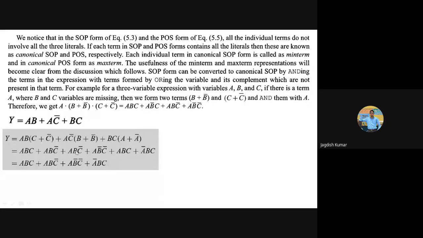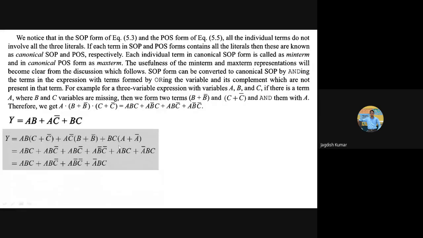Okay, just a minute. A, B complement, C complement. So this term is here, A, B complement, C complement. This term is this one. This term is this one, isn't it? This term is this one. I hope you can follow my cursor, right? And this term is this one.